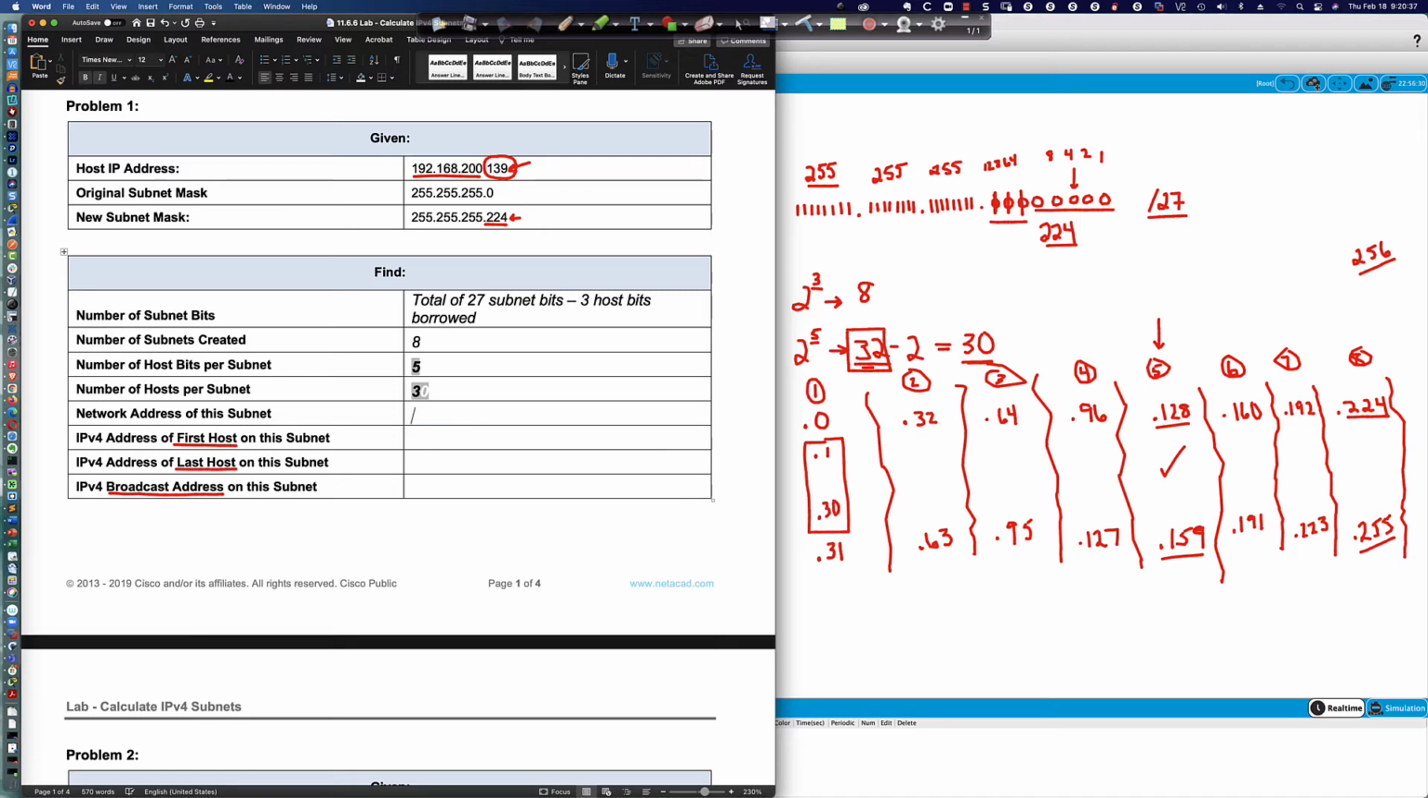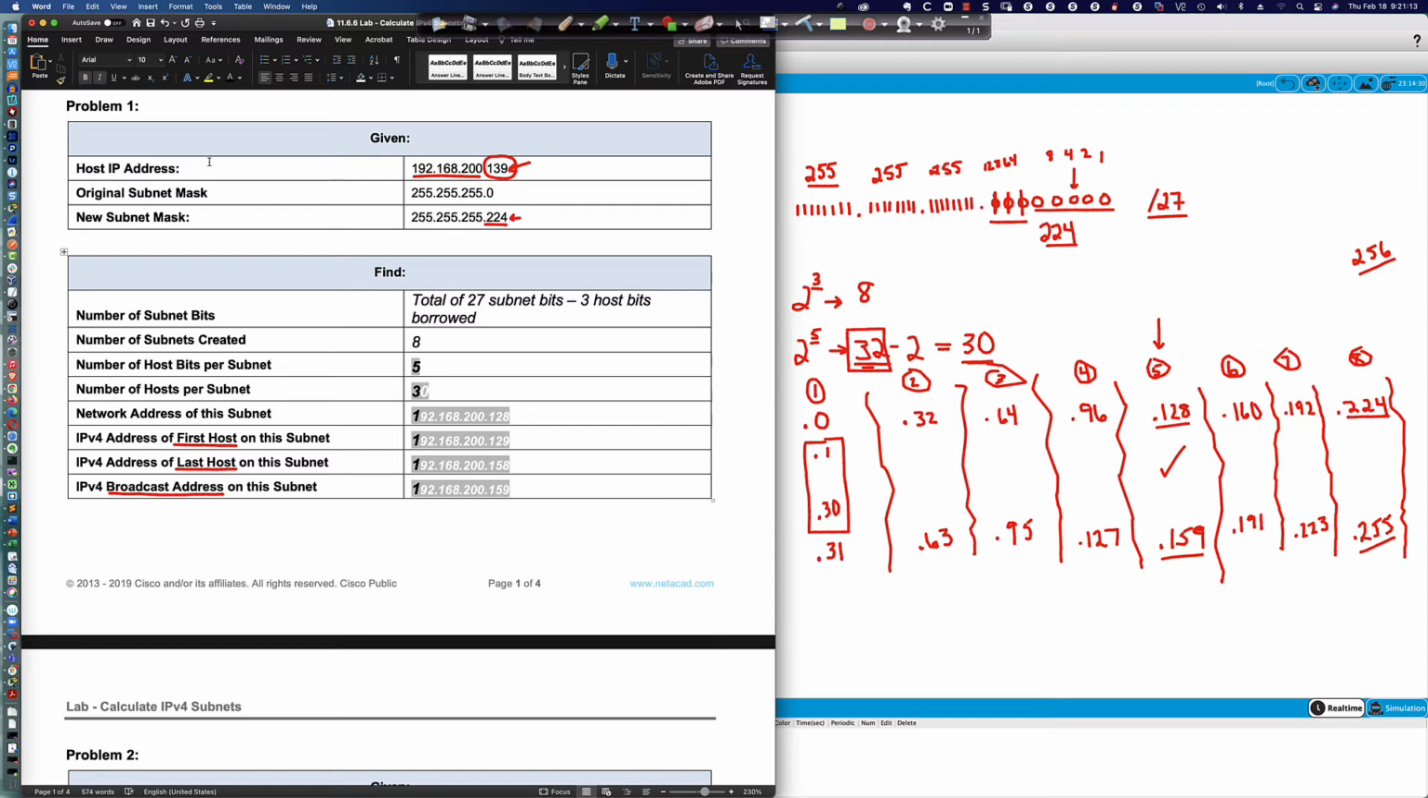Let's fix this up here. So it's going to be 192.168.200.128. The first usable IP would be 192.168.200.129. The last host IP is 192.168.200.158. And the broadcast address is 192.168.200.159. And so this is our solution set for problem number 1.